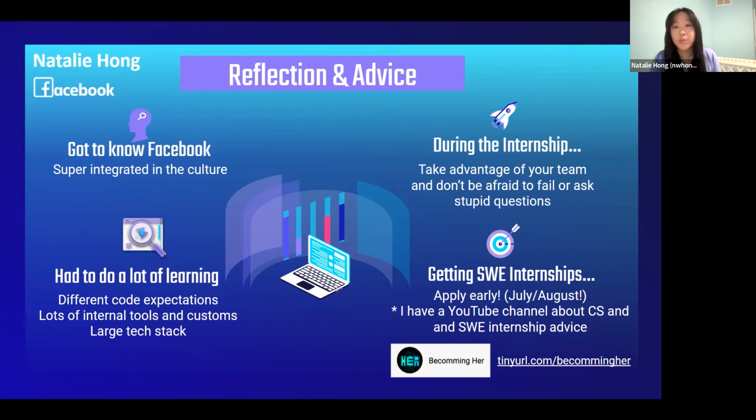And as for advice on getting internships, if you really want to have an internship at a large tech company, I think the number one thing to be aware of is that you have to apply really early, or at least it's super helpful to apply right when all the applications come out, which is actually in June, July, or August, not in September when school starts. That's already getting a little bit late.